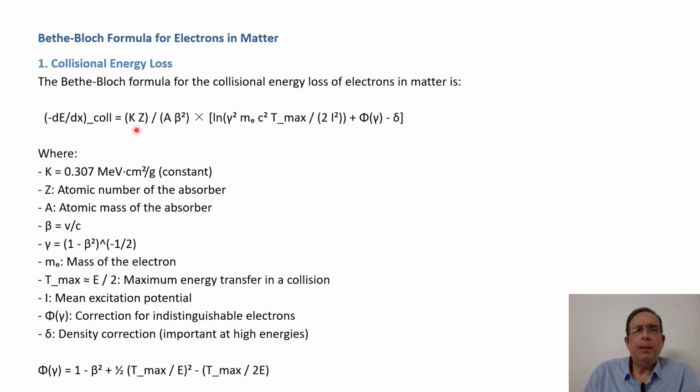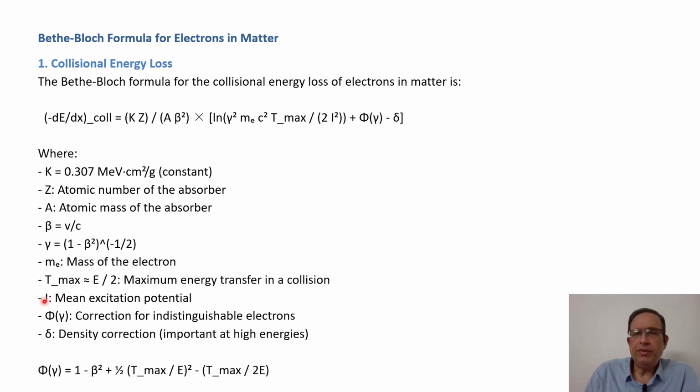So it is again given by a Bethe-Bloch formula of the type Kz divided by A beta square into ln gamma square M_e c square T max divided by 2I square plus phi of gamma plus minus delta, where K is the constant, Z is the atomic number of the absorber, A is the atomic mass of the absorber, beta is V by C, where V is the velocity of the electron, gamma is 1 over the square root of 1 minus beta square, M is the mass of the electron, T max is the maximum energy transfer in the collision, I is the mean excitation potential, that is the potential you require to ionize or excite the atoms inside the material.